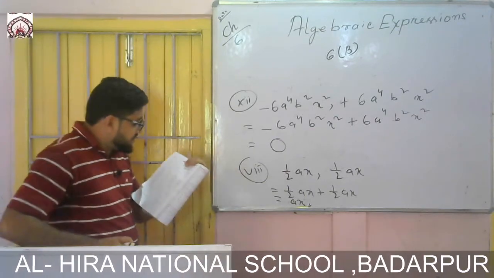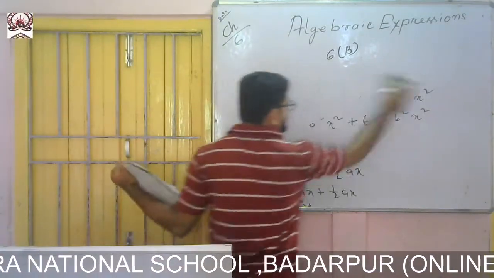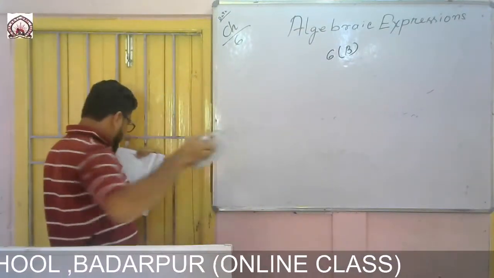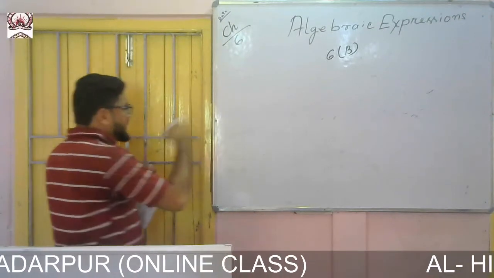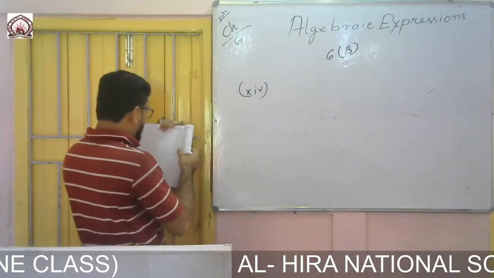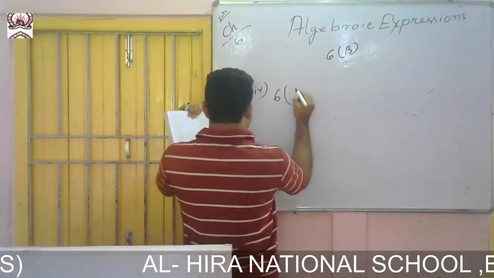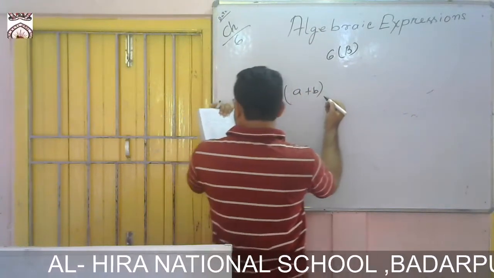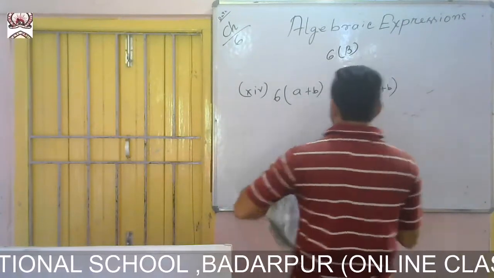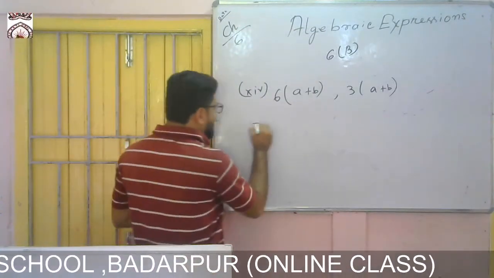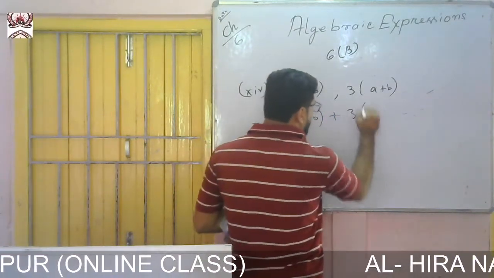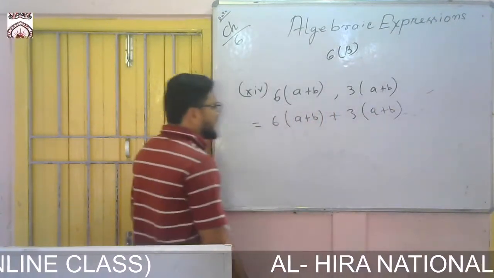Then come to question number 14. And the remaining you practice. Okay. 6 into a plus b, comma, 3 into a plus b. Then how to add it? First you write 6 into a plus b, then in place of comma, plus, then 3 into a plus b. Understood?